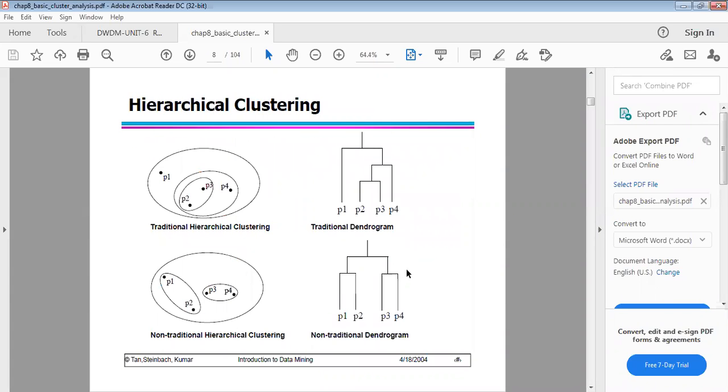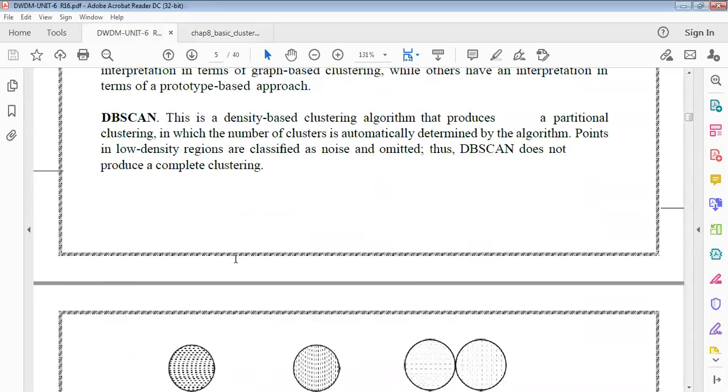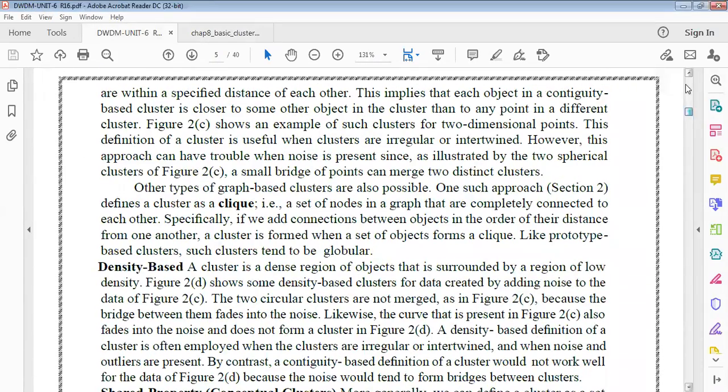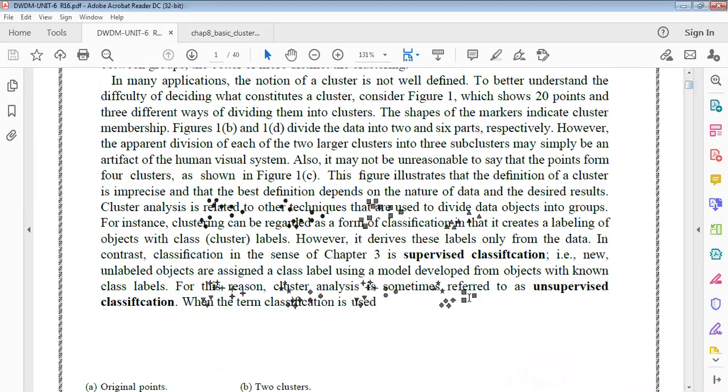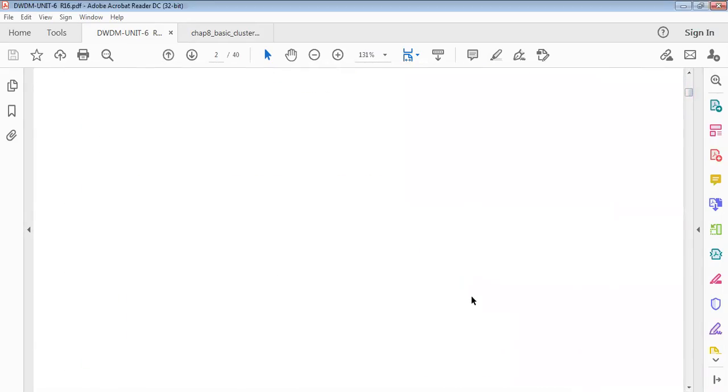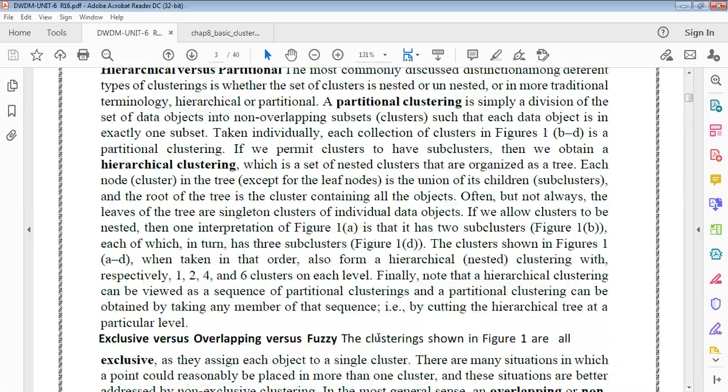In clustering, there are different types of clusterings you have to use: hierarchical versus partitional clustering, exclusive versus overlapping versus fuzzy clustering, and complete versus partial clustering. So these are all concepts you have to complete.